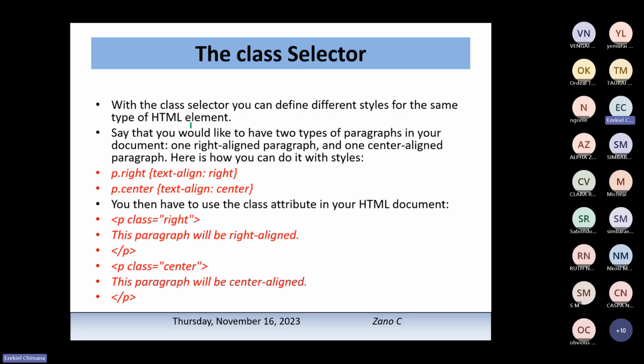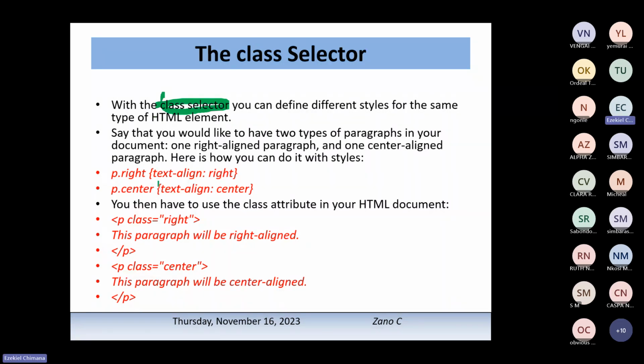So with the class selector, you can define different styles for the same type of HTML element. That is what you call the class selector. So in other words, you can give your HTML element the class selector. Say that you want to have two types of paragraphs in your document, one right-aligned paragraph and one center-aligned paragraph. Here is how you can do it.